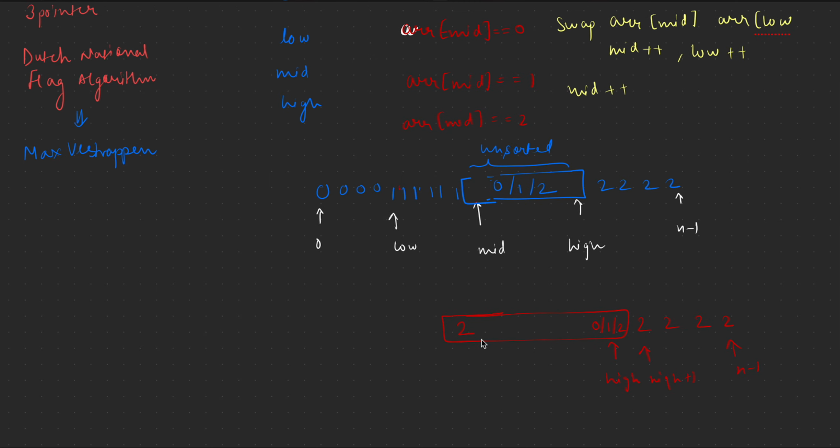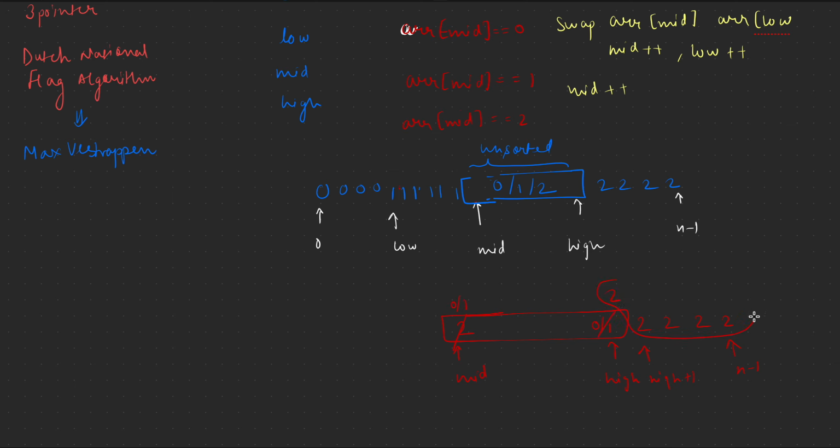So what do we do now? Let's suppose, actually, let's not suppose that 2 is here. If 2 is here, we can just move the high pointer a little behind. Like, it is 0 and 1, and this is mid. So what we can do now is we can again swap these two elements, and after swapping, how will our array look like? 0 or 1 will come here and 2 will come here.